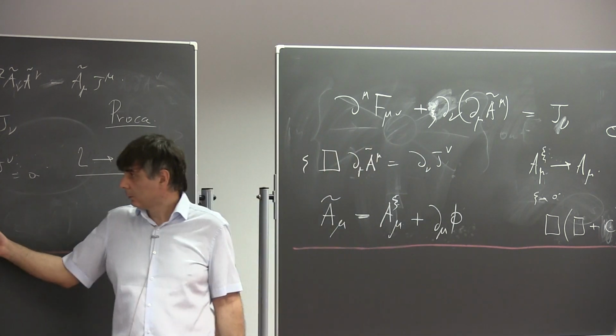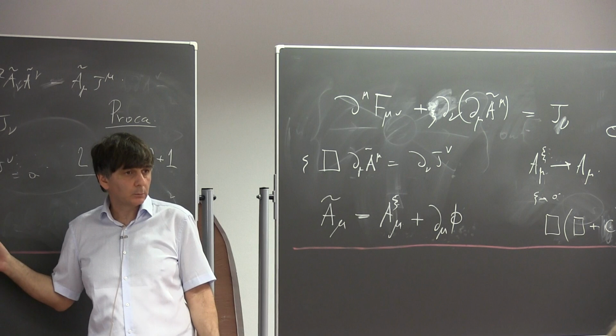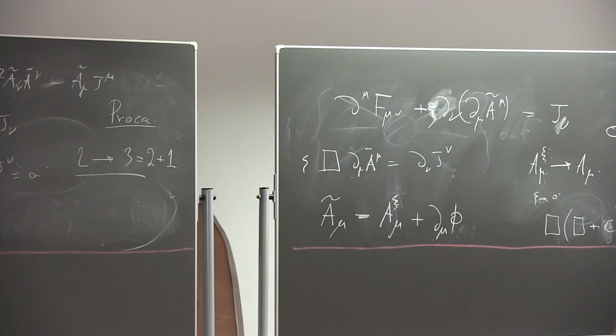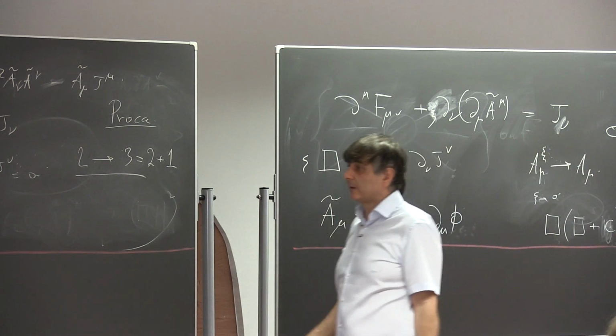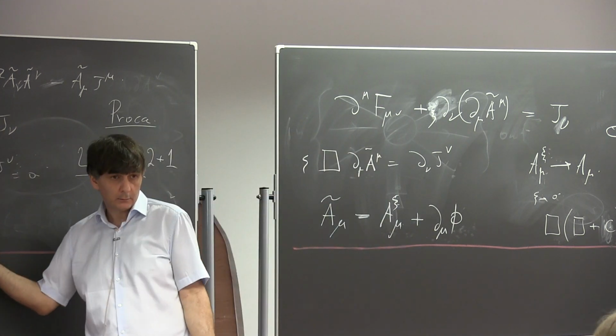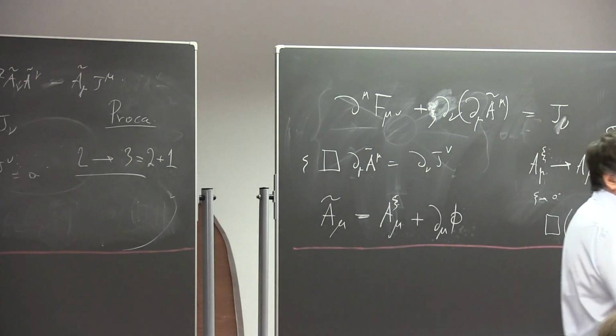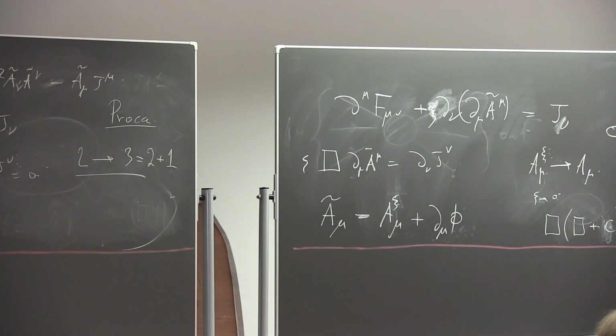Okay, so now let's see what the problems are in this theory, if any. First, let's see what the problems are. Secondly, let's see what the relation is between this way of generating a photon mass and the Higgs effect.